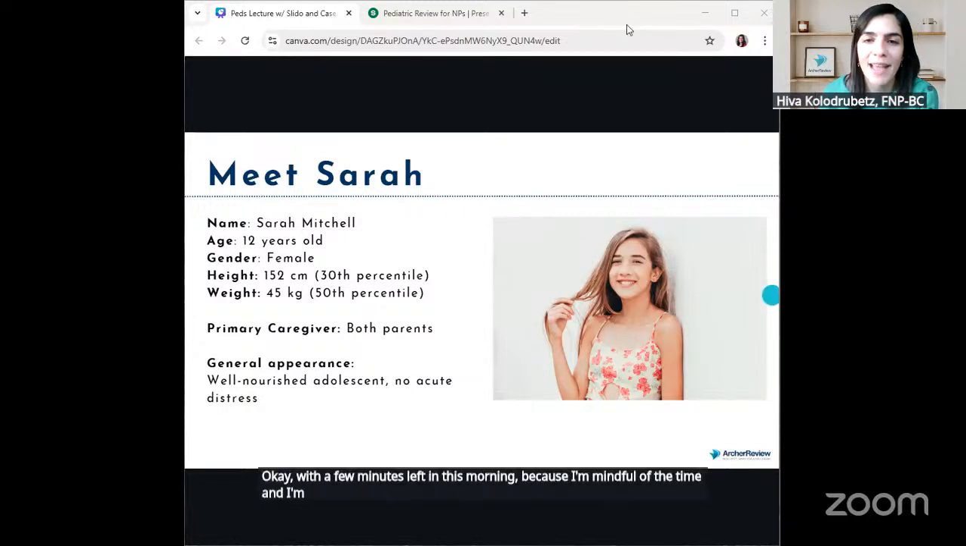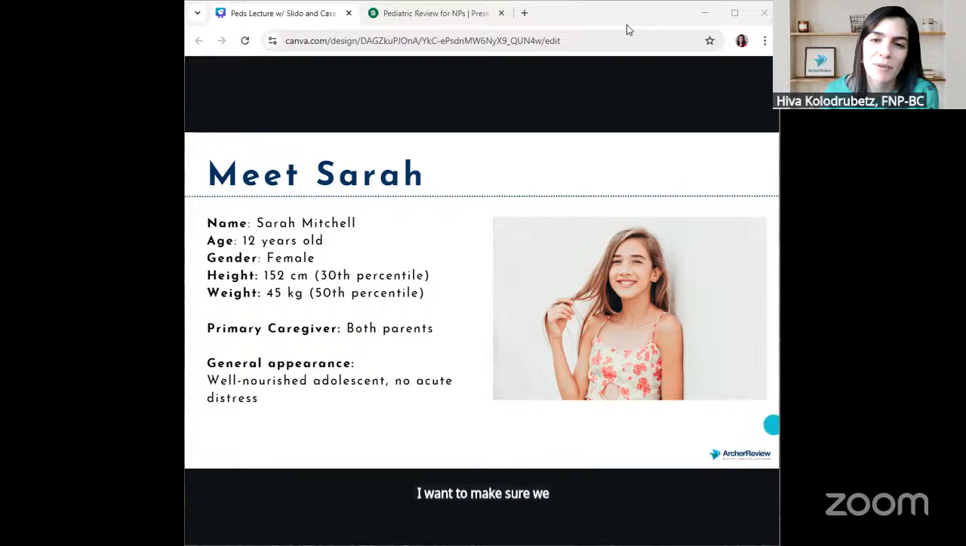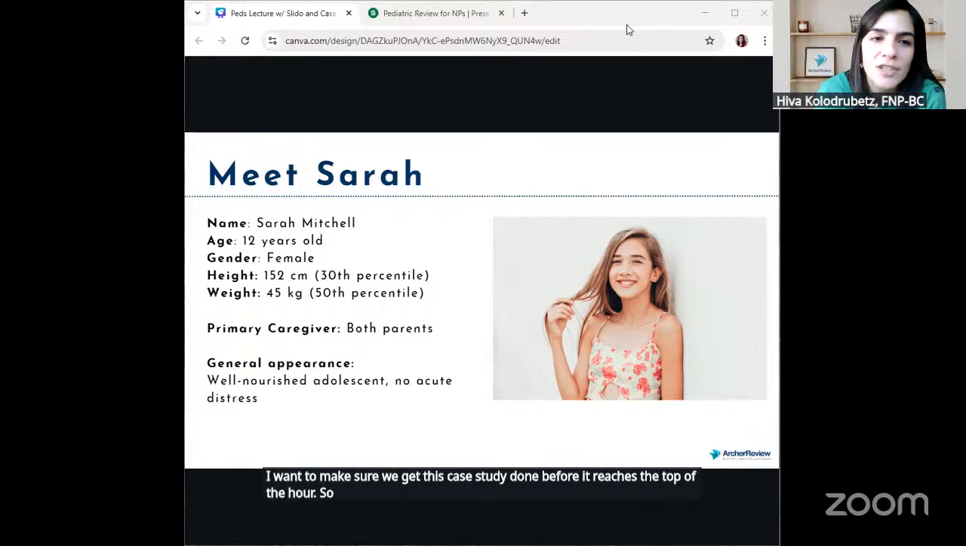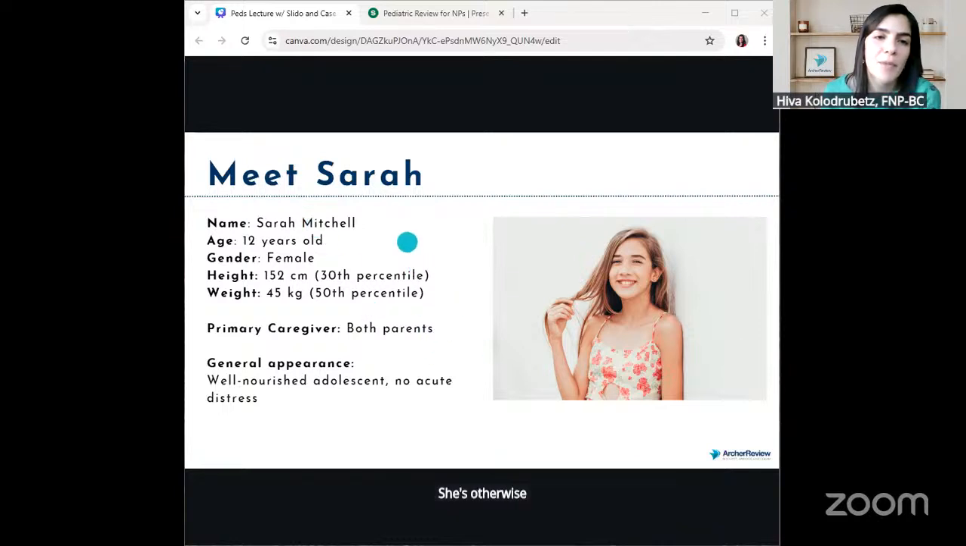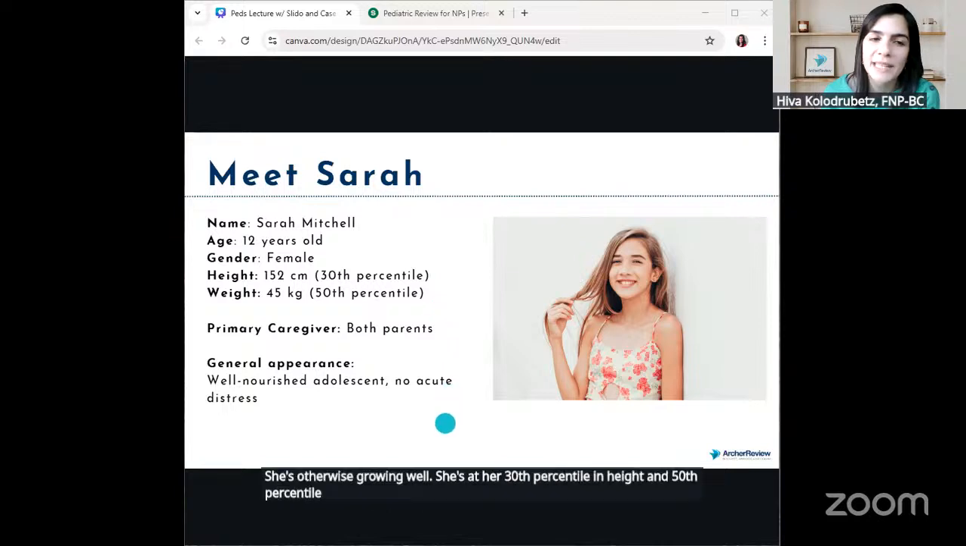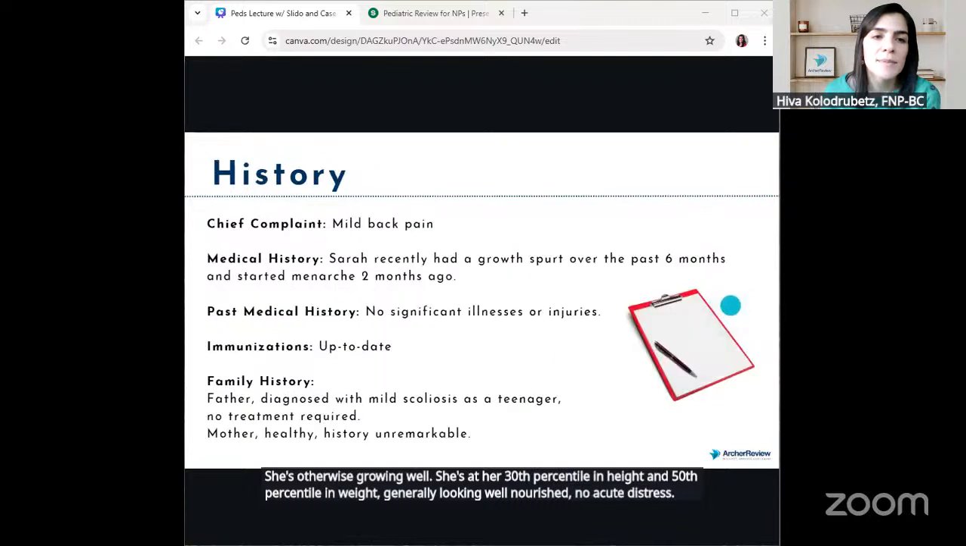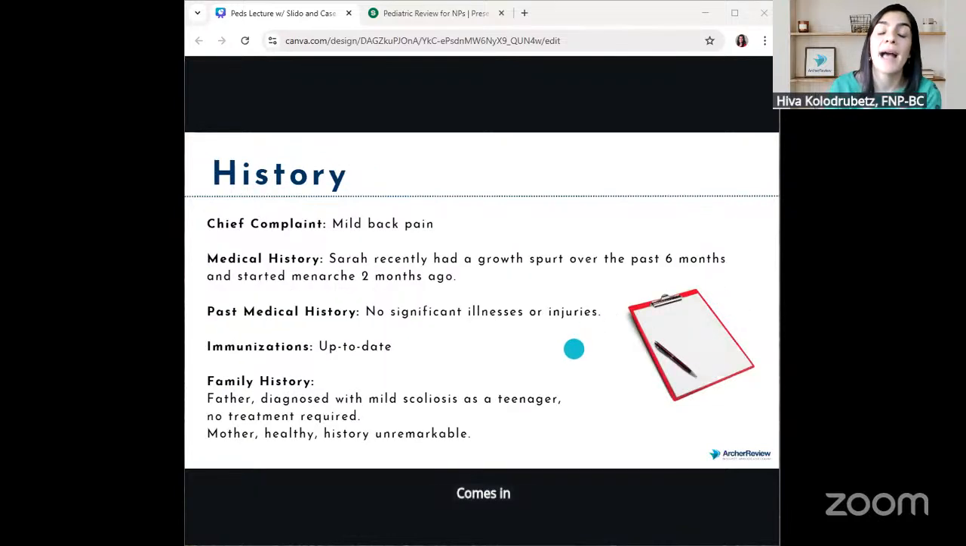With a few minutes left in this morning, because I'm mindful of the time and respectful of your time, I want to make sure we get this case study done before it reaches the top of the hour. So let's meet Sarah. She's a 12-year-old female. She comes into the office with both her parents. She lives with both of her parents. She's otherwise growing well, at the 30th percentile in height and 50th percentile in weight, generally looking well nourished, no acute distress. Her chief complaint is mild back pain.